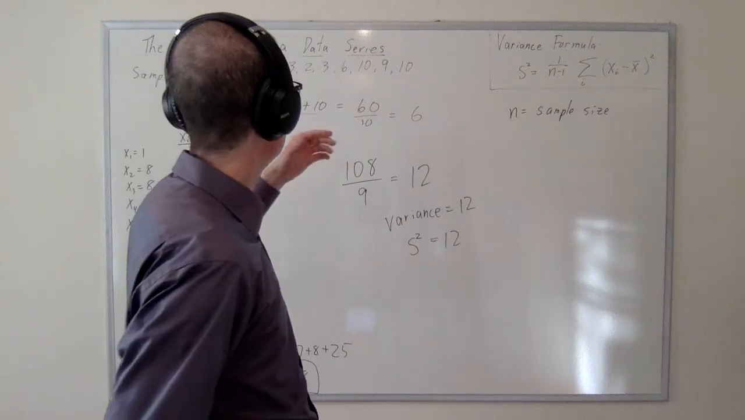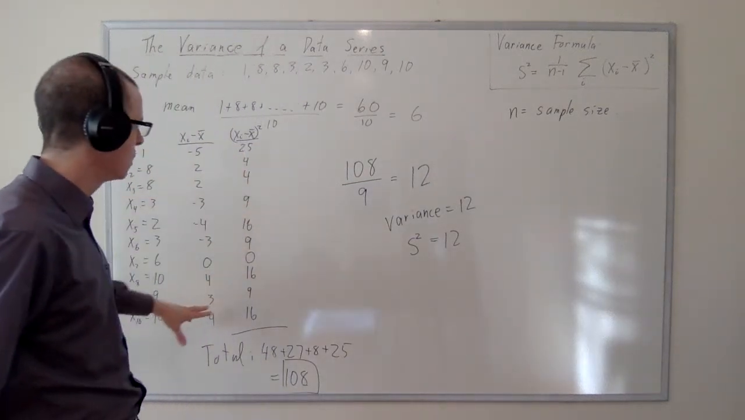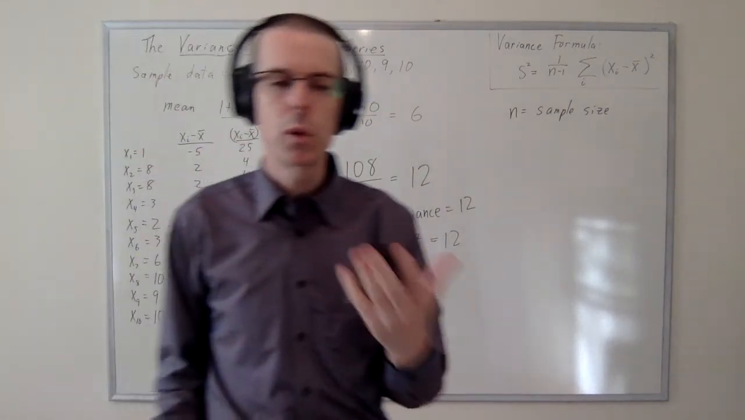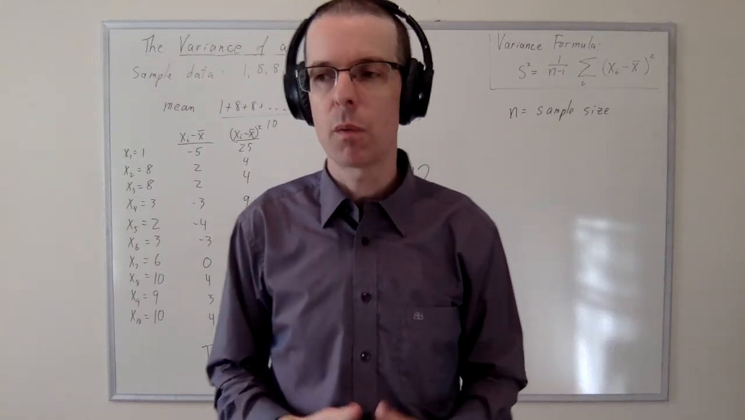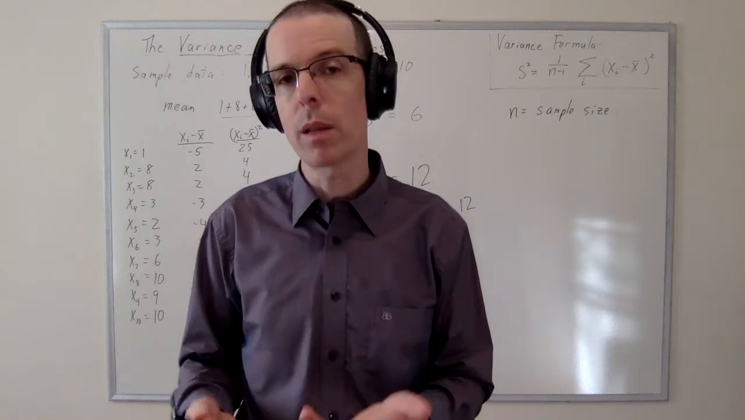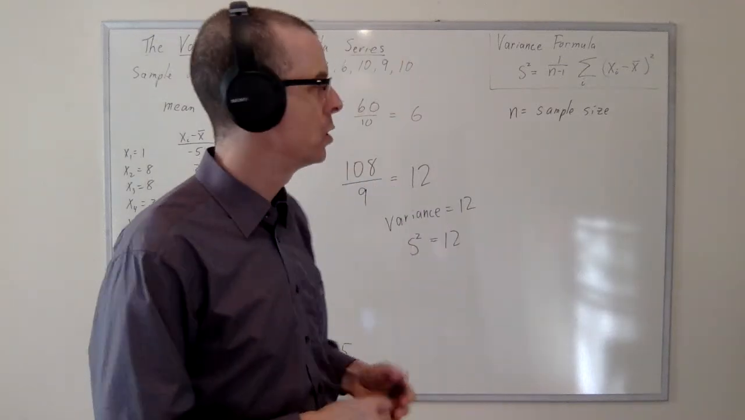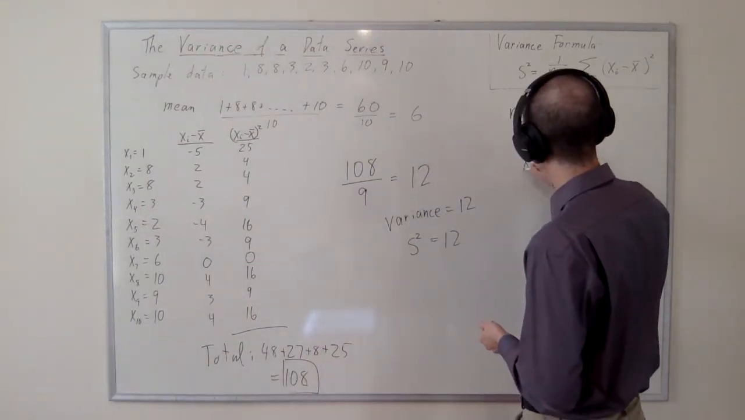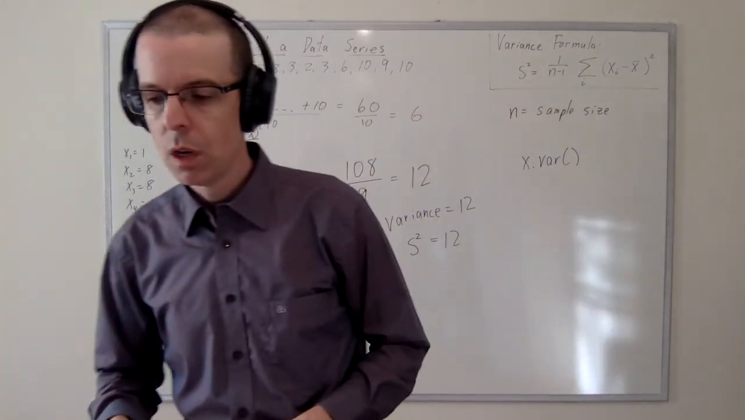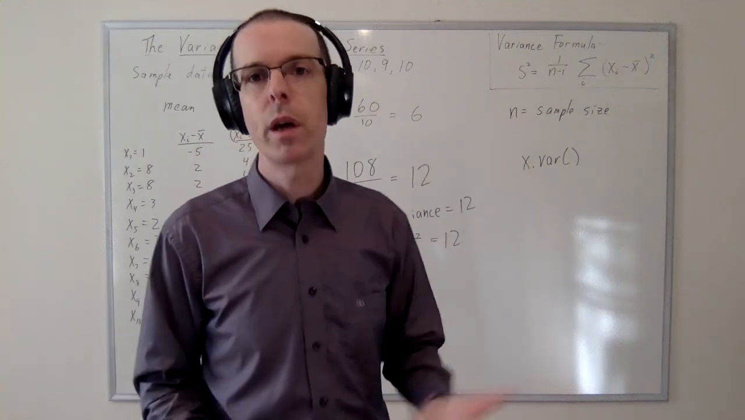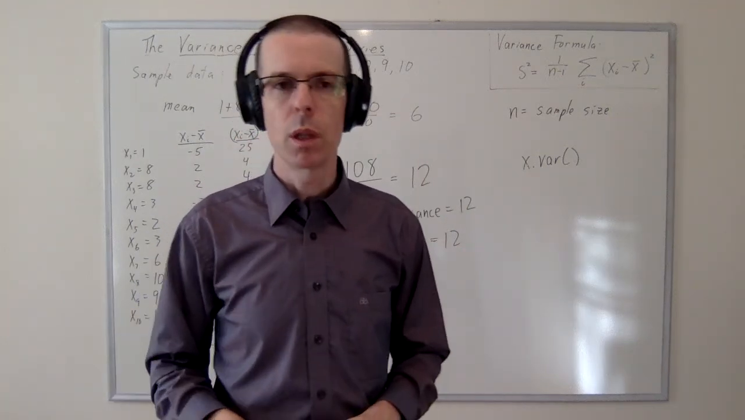So I want to emphasize here that this is not something that we often do by hand. If we're doing this in a spreadsheet, then we can just use the variance command. If we're doing this in Python or Colab, then we can just use the x.var function, which is illustrated in the notes. So this is a long and involved computation, and we usually rely on the computers for it.